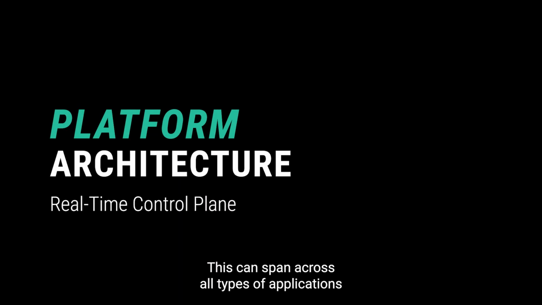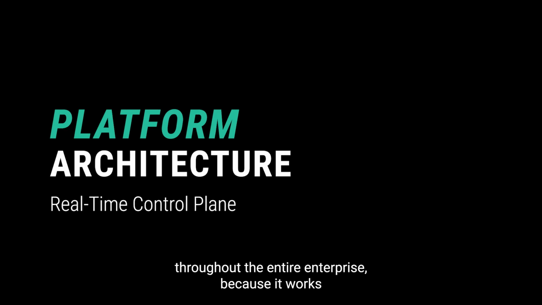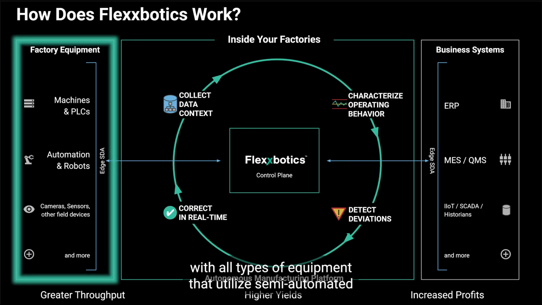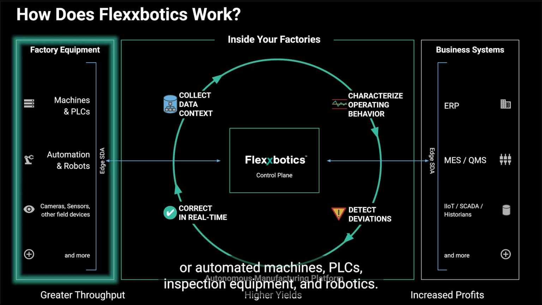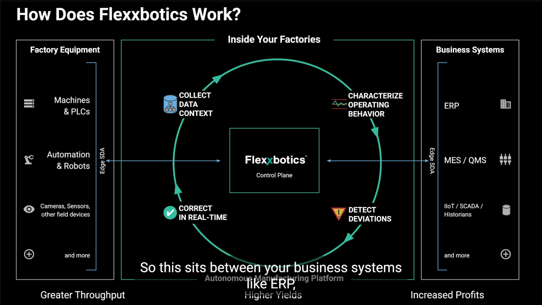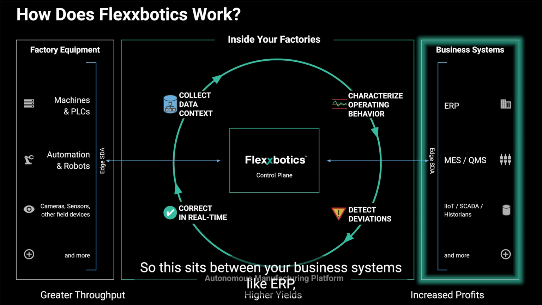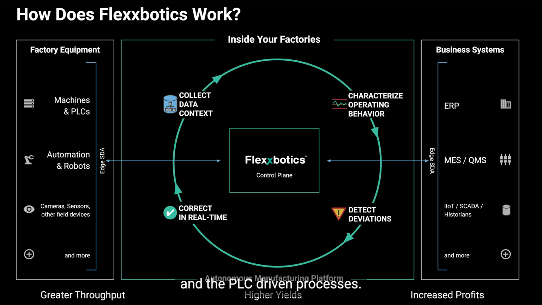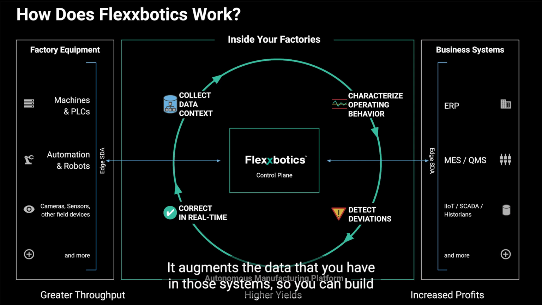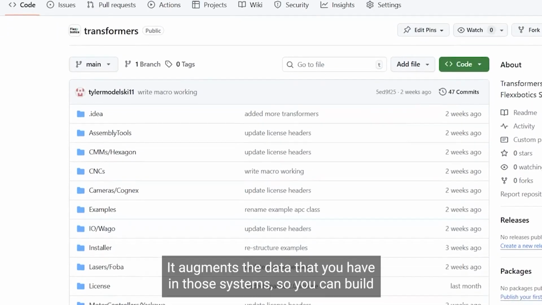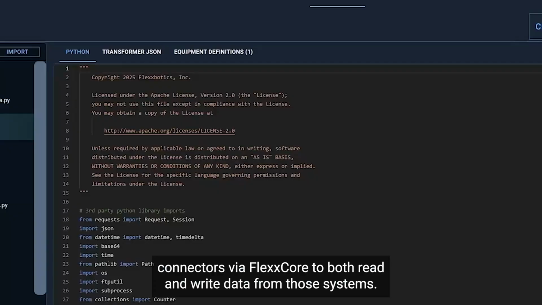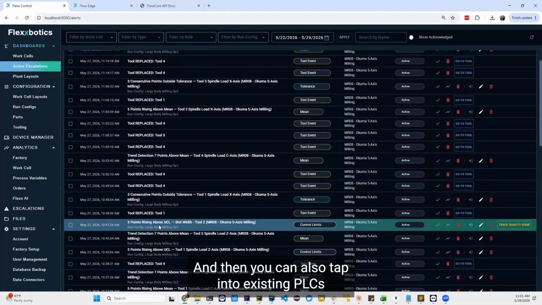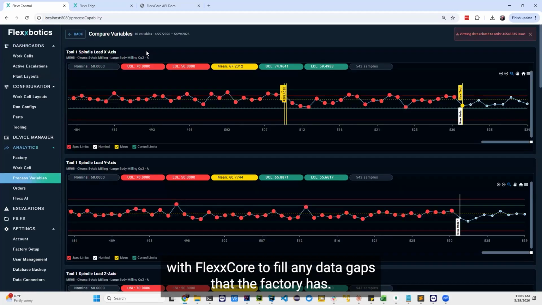This can span across all types of applications throughout the entire enterprise because it works with all types of equipment that utilize semi-automated or automated machines, PLCs, inspection equipment, and robotics. So this sits between your business systems like ERP, MES, QMS, SCADA, IIoT, and the PLC-driven processes. It augments the data that you have in those systems. So you can build connectors via FlexCore to both read and write data from those systems. And then you can also tap into existing PLCs with FlexCore to fill any data gaps that the factory has.